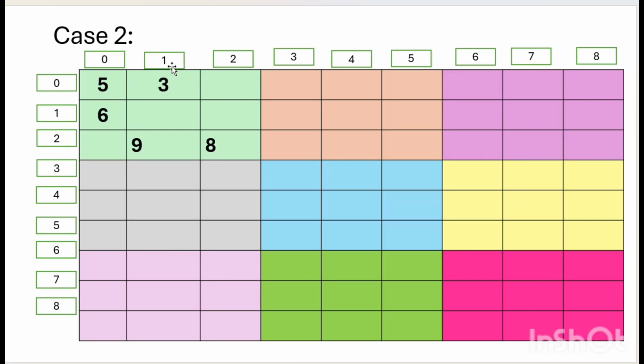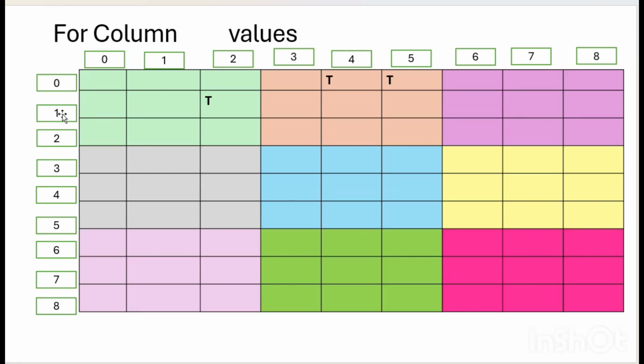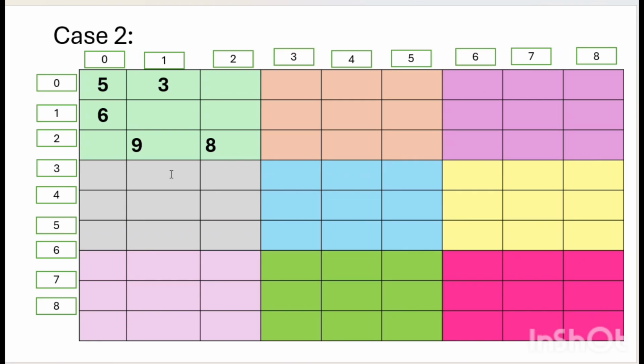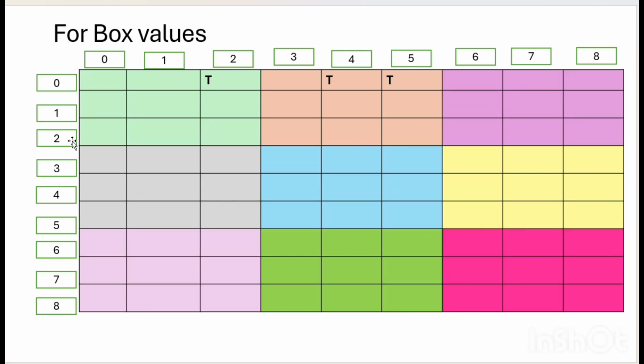So for column wise, we need to check which column. First column. So 1, 8 will be updated for column. So 1, 8. This is for the column wise. 1, 8 is marked as visited. Okay. And for box wise it is again 0, 8. Since it is in 0th box, it is 0, 8. So box wise value it is 0, 8. So it is updated. Okay.